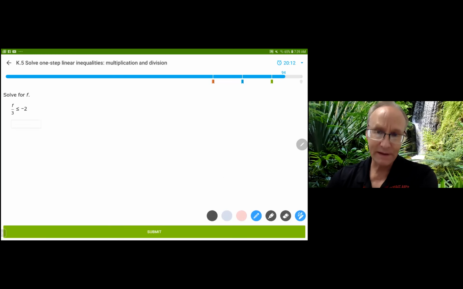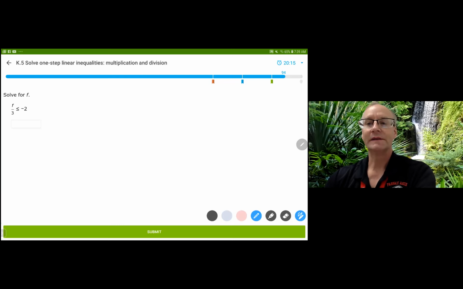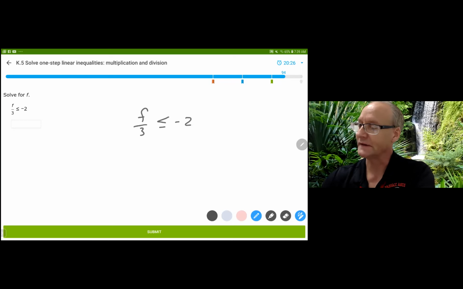All right, I got to this one. Okay, this is a common mistake, and a lot of students make a mistake on this one, and I'm going to show you why. F over 3 is greater than or equal to -2. And they know they have to multiply by 3 on both sides. And they say, I'm going to multiply by 3 on both sides. And I want you to guess at what the mistake is. See if you can guess what mistake people make on this. Think about it. F is less than or equal to -6.